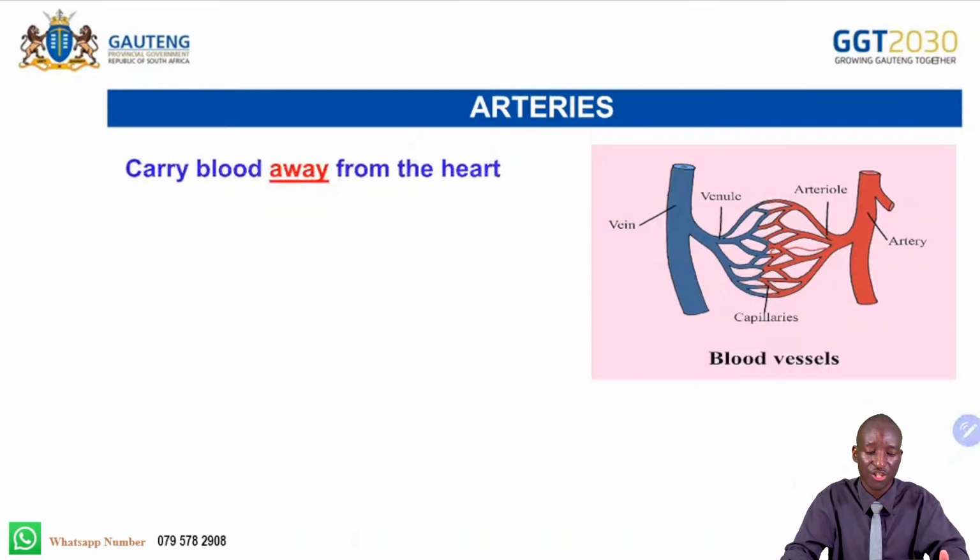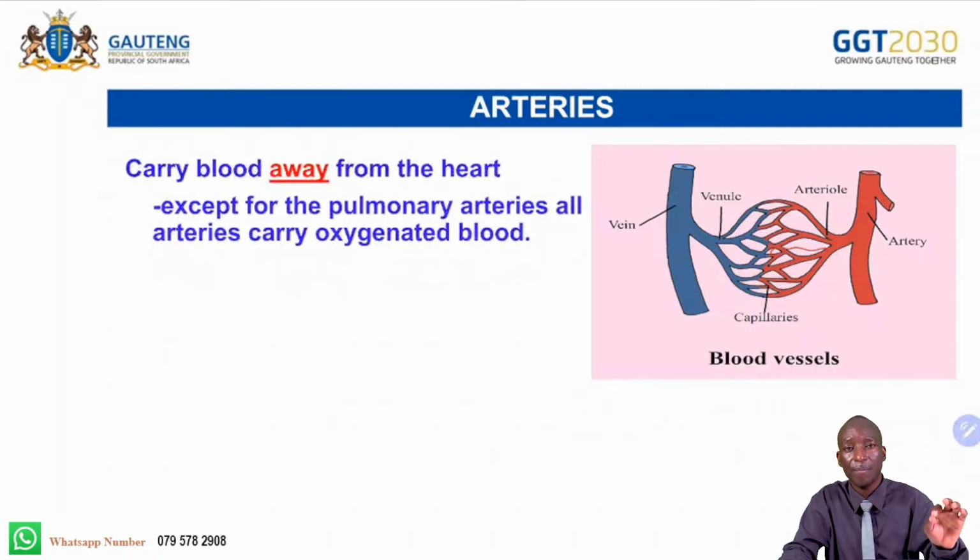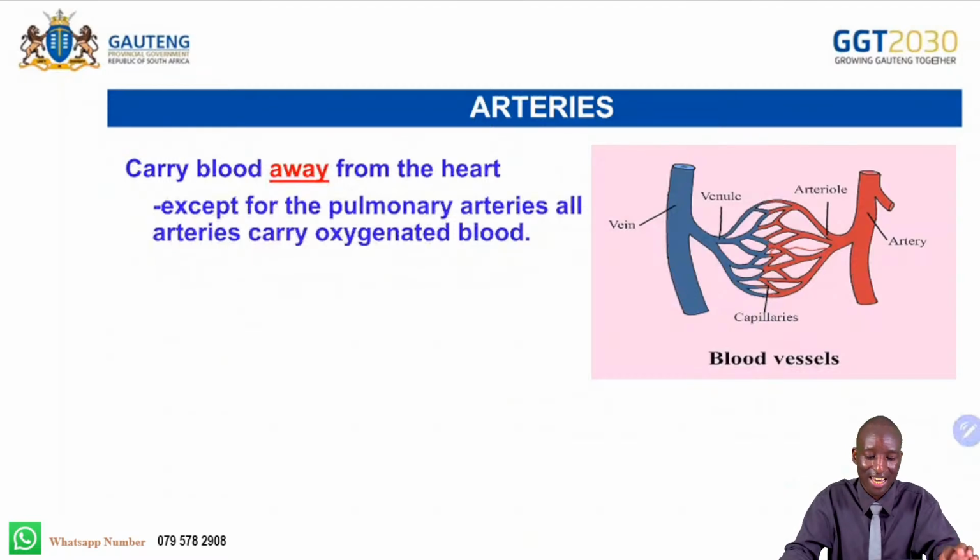So their function is to carry blood away from the heart, and they take it to all the body parts. What else do you need to know about the arteries? Except for the pulmonary arteries, all arteries carry oxygenated blood. What do you mean by that?